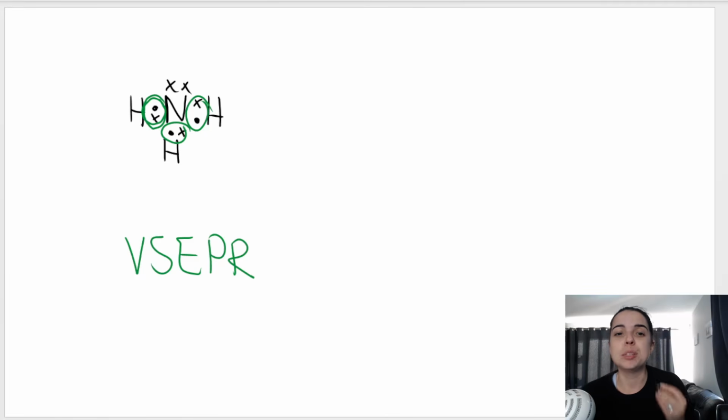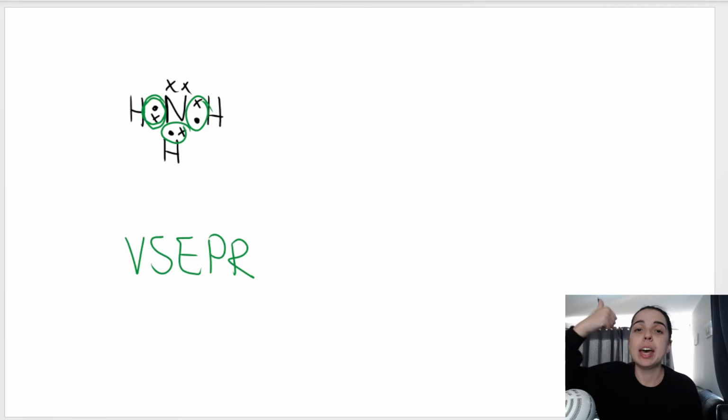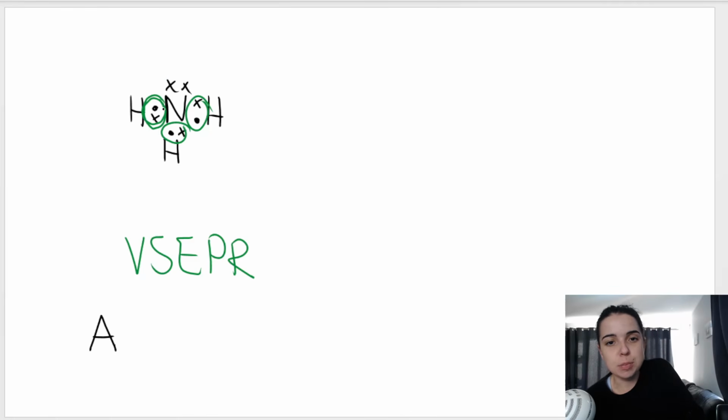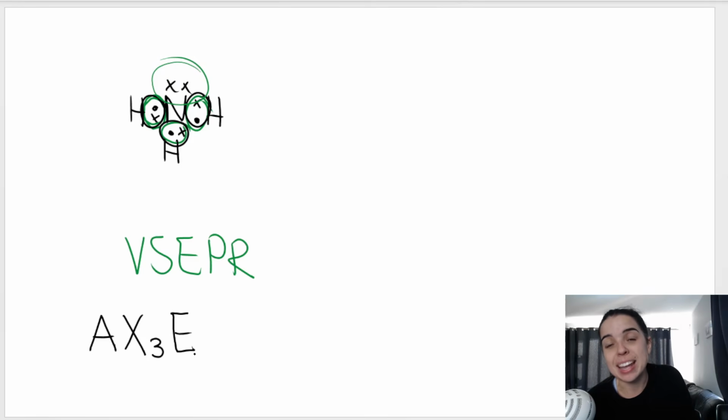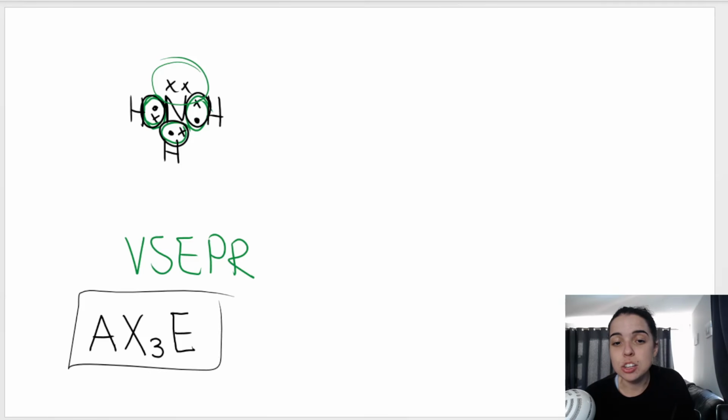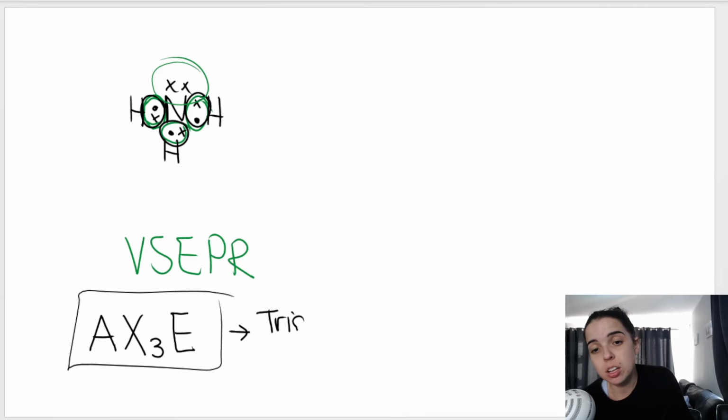And the general formula is based on how many bonding pairs we have and how many lone pairs we have, essentially. So here we have a central atom, and in the general formula it's represented by A. It's bonded to 1, 2, 3 other atoms, so it's AX3. And we've got 1 lone pair over here, and a lone pair is represented by E. That is the general formula, which will dictate what shape I'm looking for. And you need to know that that general formula corresponds to the shape called trigonal pyramidal.